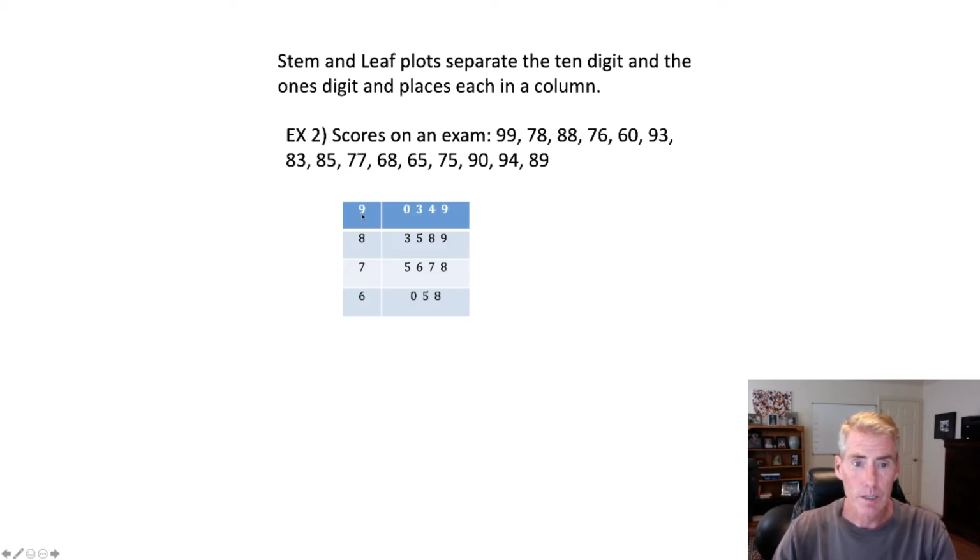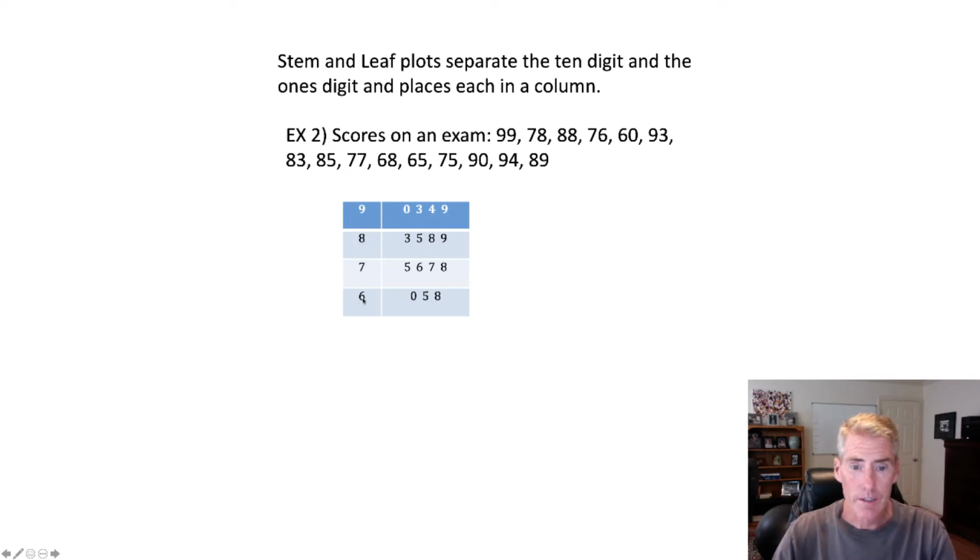This represents everybody that got in the 90s. Here's everybody that got in the 80s, the 70s, and the 60s. These are put in order, from smallest. The smallest 90 was this person right here, so they got a 90. And then this person got a 93. If there's repeats, if there was another person that got 93, then I would just have another 3 right here saying somebody got 93 and somebody else got 93. So that's how you do it.